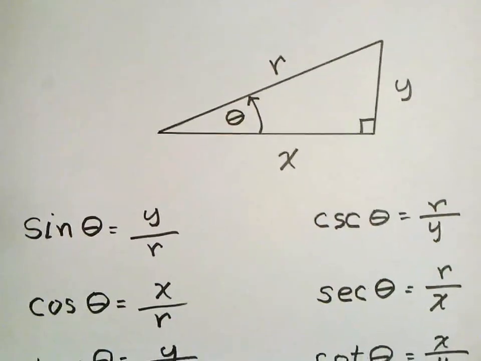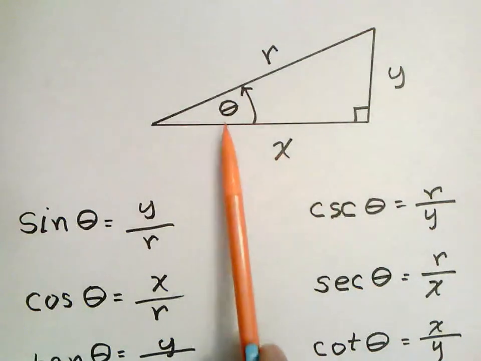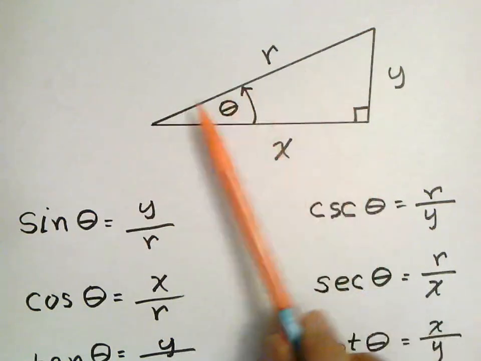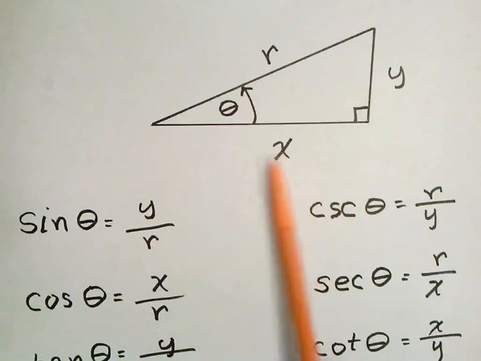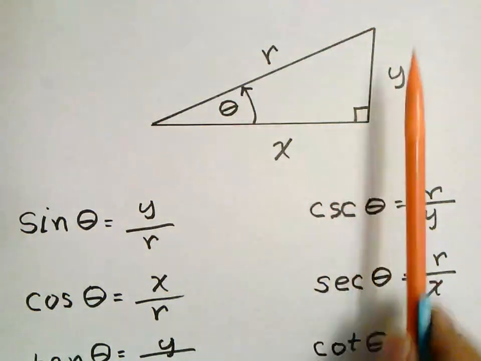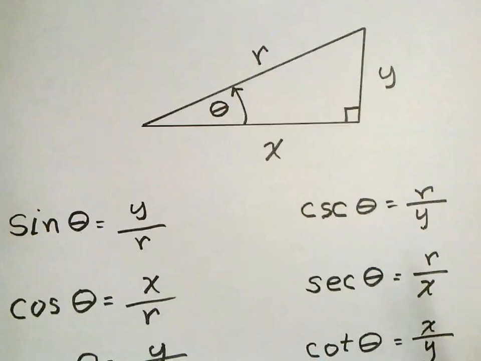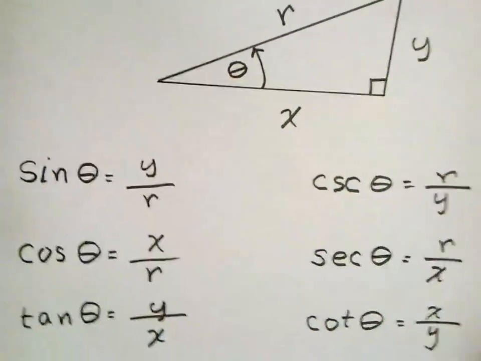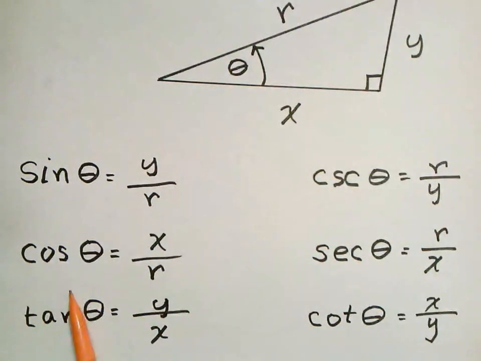Also, we have our right triangle in terms of x, y, r. Well, we focus in on our angle theta. The longest side will be the hypotenuse, r. The side going from left to right, the x, is the adjacent side, and the other side going up and down will be the y. And sine of theta is equal to the y divided by the r. The cosine of theta is the x divided by the r. The tangent is the y divided by the x.